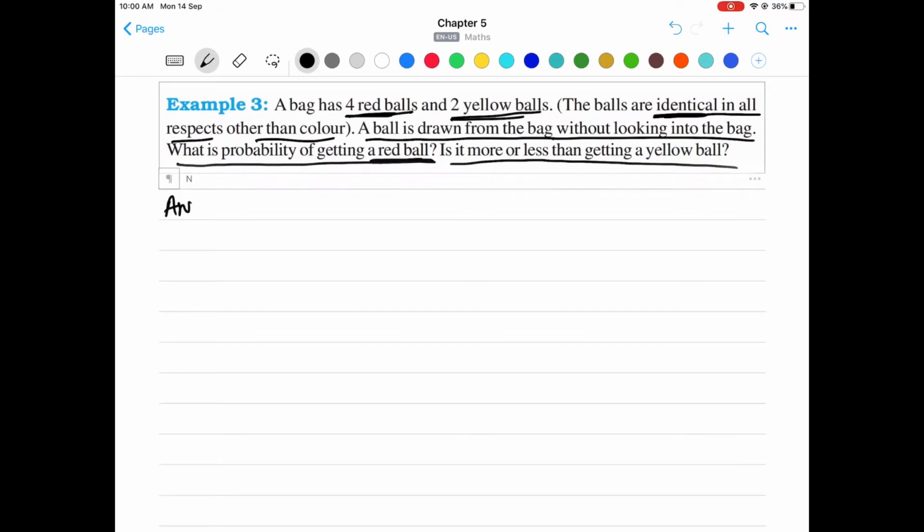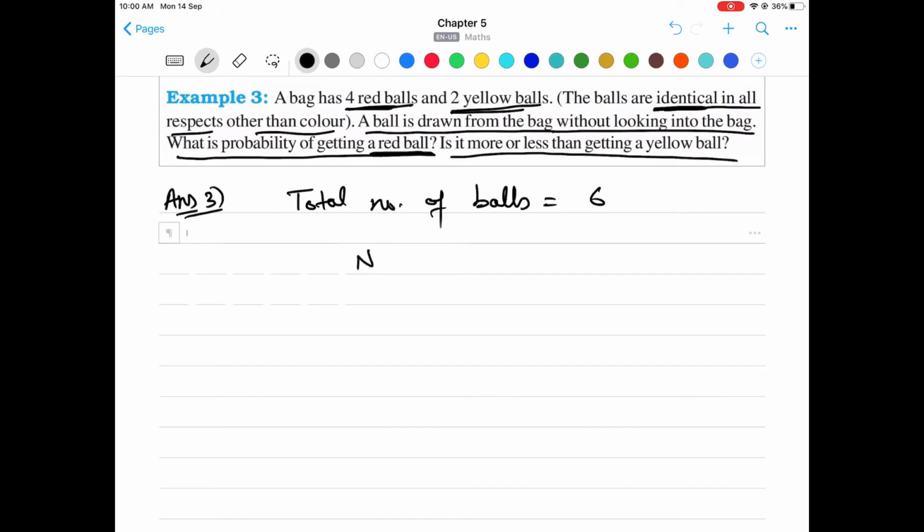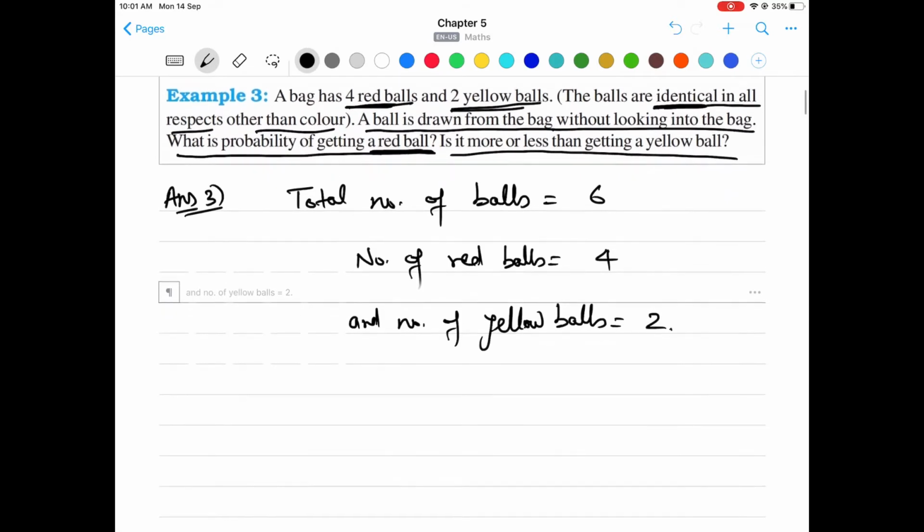So let's answer this example number 3. First we'll write the total number of balls, which is 6. Then the number of red balls is 4, and the number of yellow balls is 2. Okay, so we have taken out a ball from the bag and we have to find the probability of that ball being a red ball.